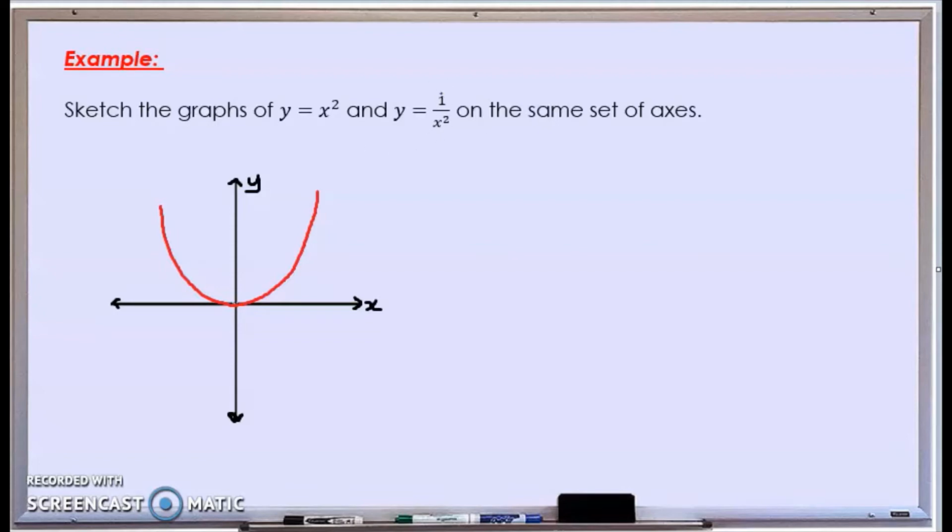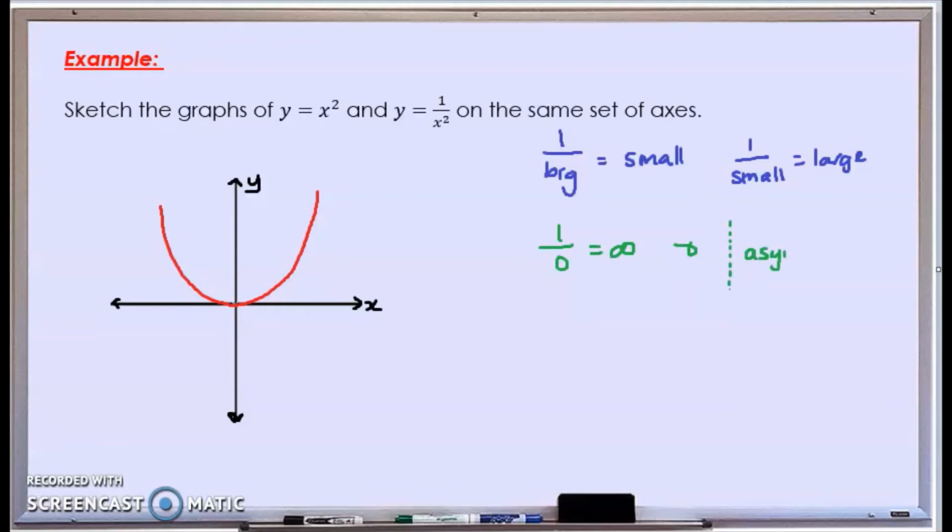Now the fact is we do know what this looks like, and this is a truncus, but we can use the principles we talked about in the main video to sketch this. So remember, what we mentioned was that 1 over a large number is a small number, and 1 over a small number is a large number. So we'll be using that idea here, here, here, and here. We also talked about the idea that 1 over 0 is undefined, and that will often lend itself to an asymptote.